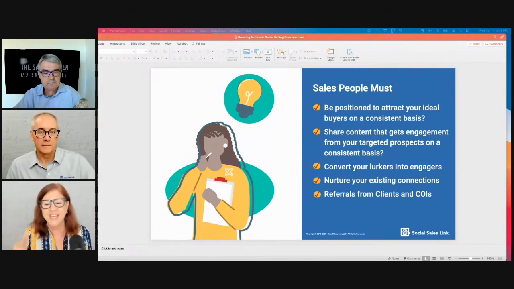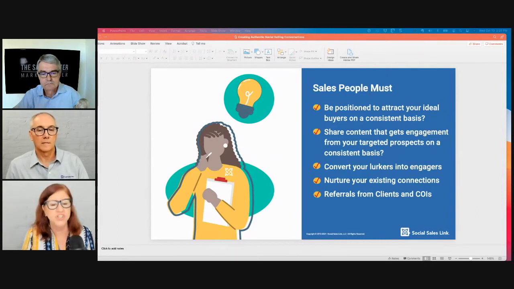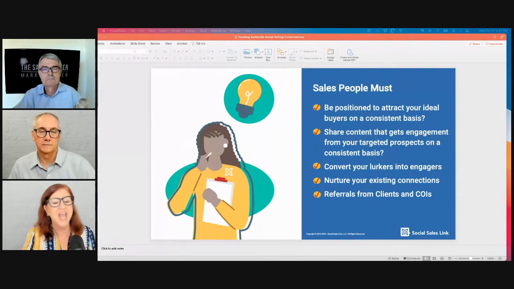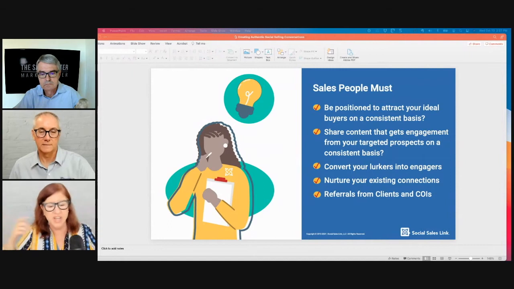Share content that gets engagement from your targeted prospects on a consistent basis. It's so important that you are sharing content consistently. It doesn't always have to be original content. In fact, curating content, we'll talk about this in a little bit. There's lots of different things to do.